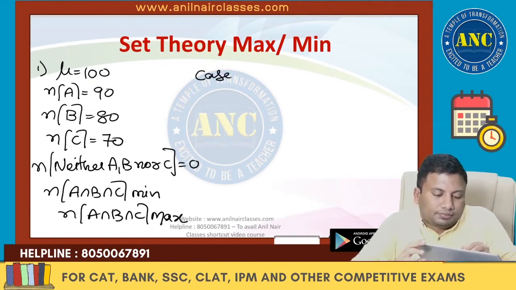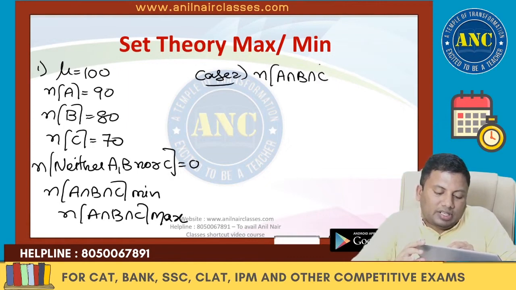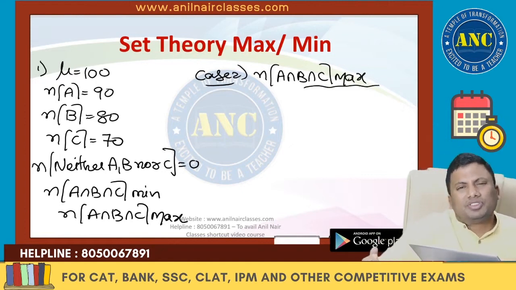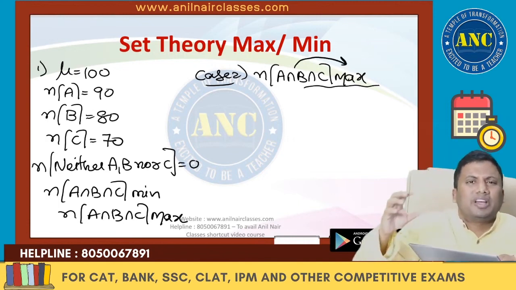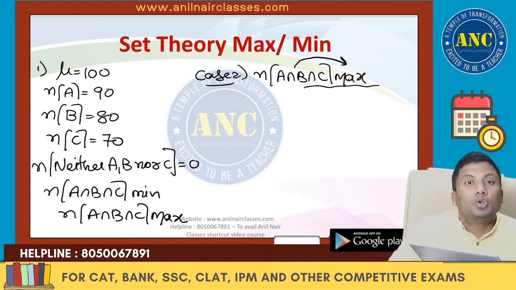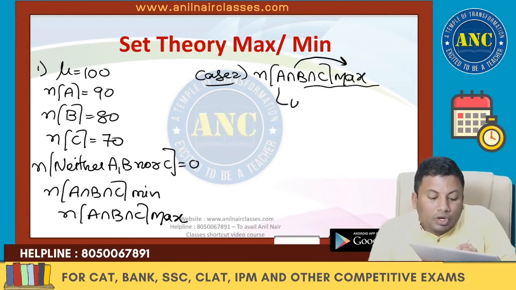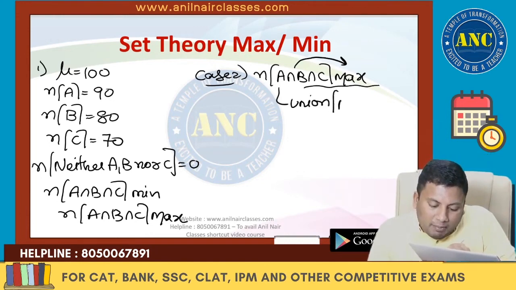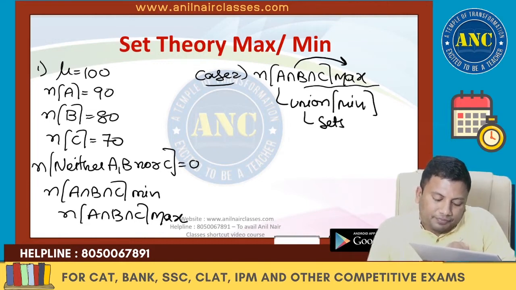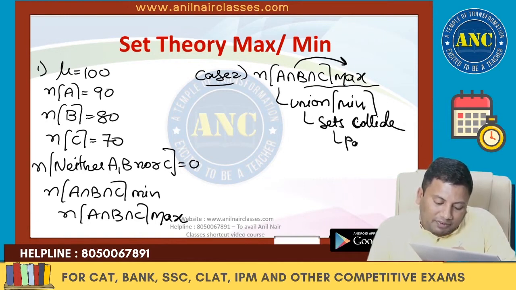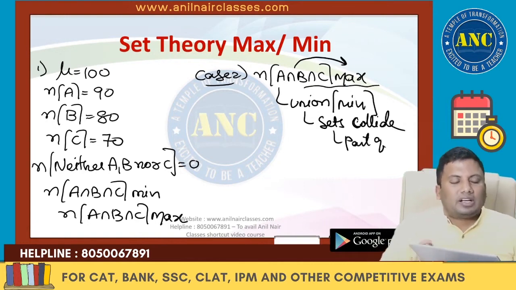Case 2. N of A intersection B intersection C, maximum. Think logically. When the intersection is maximum, union should be minimum. The union will be minimum when the sets collide, or a set is a part of another set.